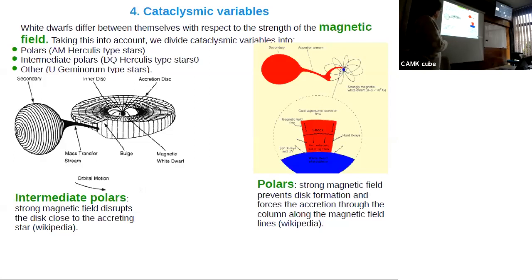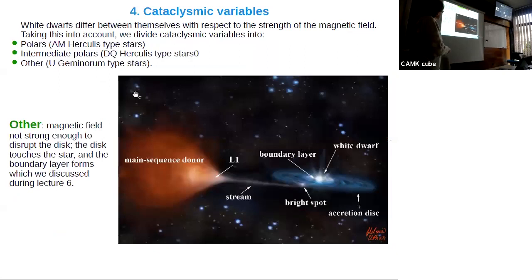So you have part of the disk, but not the whole disk. And of course, in the case of U Geminorum type stars, you have what I showed you before. Then the magnetic field is redefined. The accretion disk touches the star, and then you also have the boundary layer.